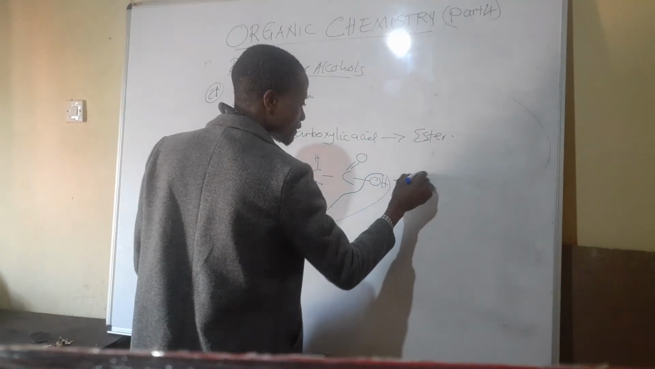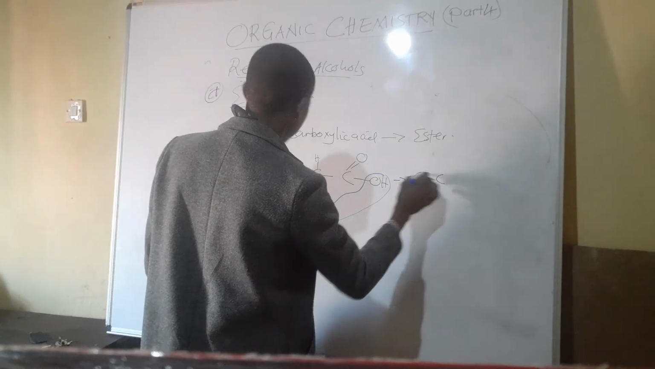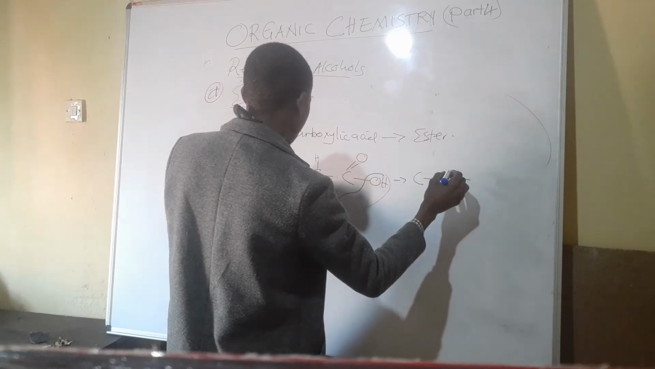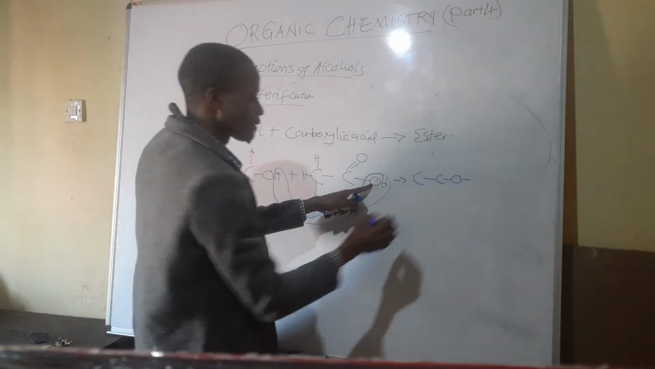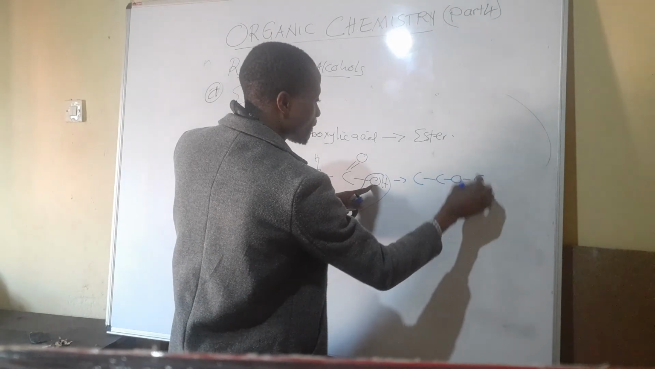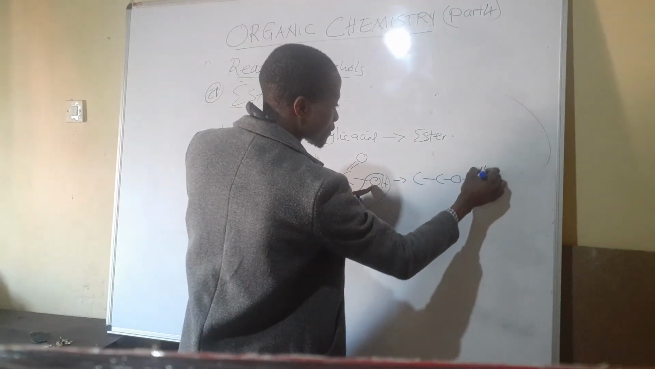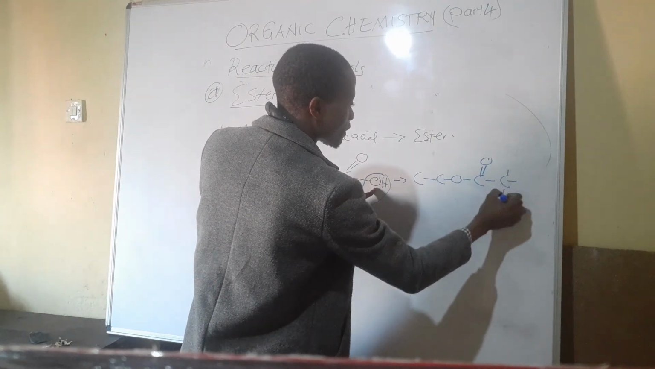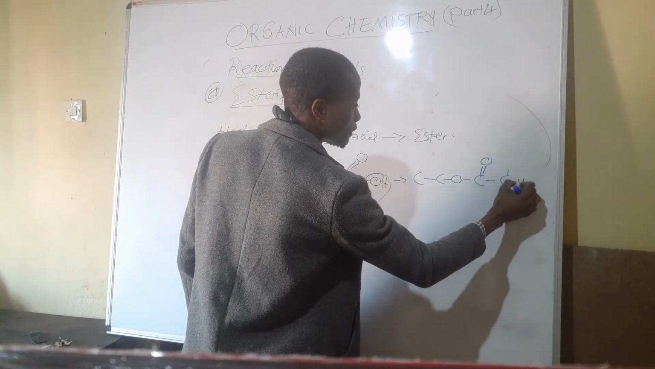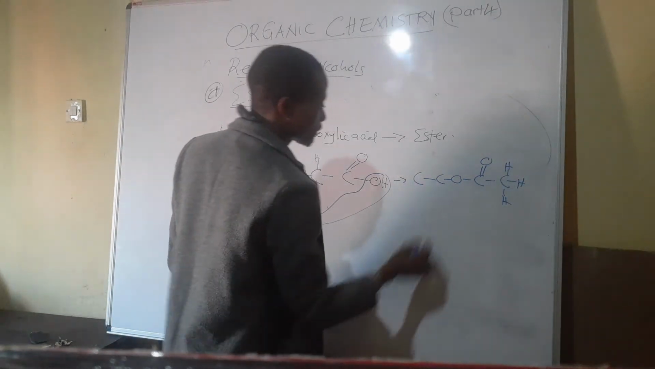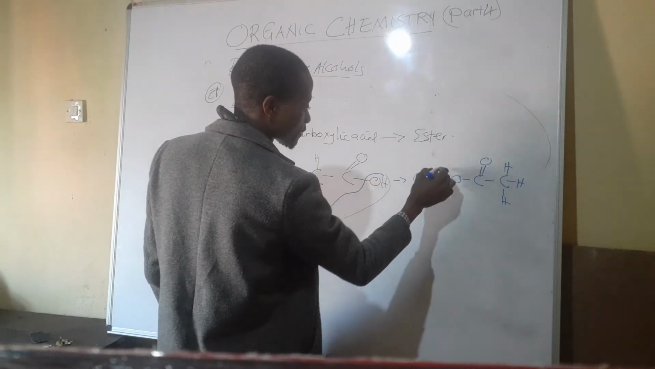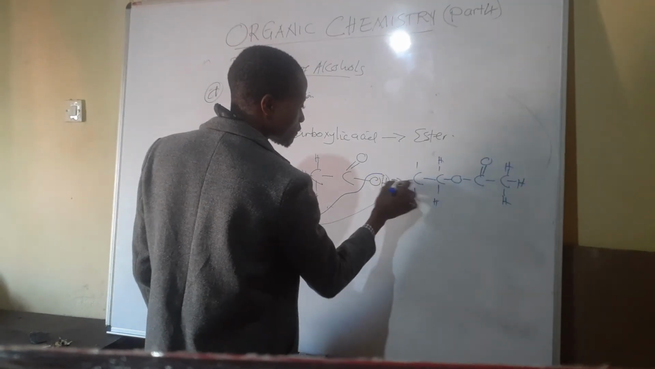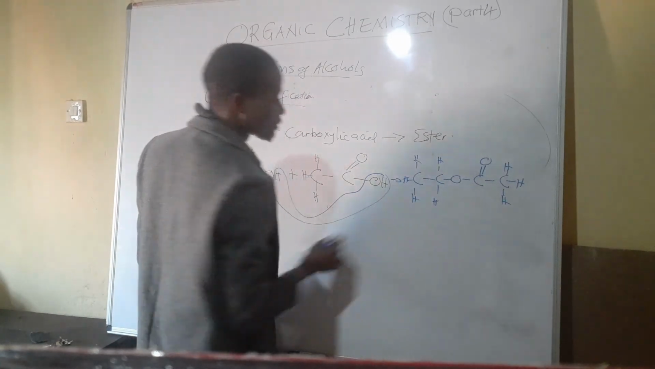We have C, the first part, and now we have this oxygen, which will bond with this carbon, which has just lost the hydroxyl. This carbon there, the same carbon, remember, has a double bond with oxygen. Then we have another carbon on that side with 3 hydrogens. So that is the structure. So that is what is called esterification.